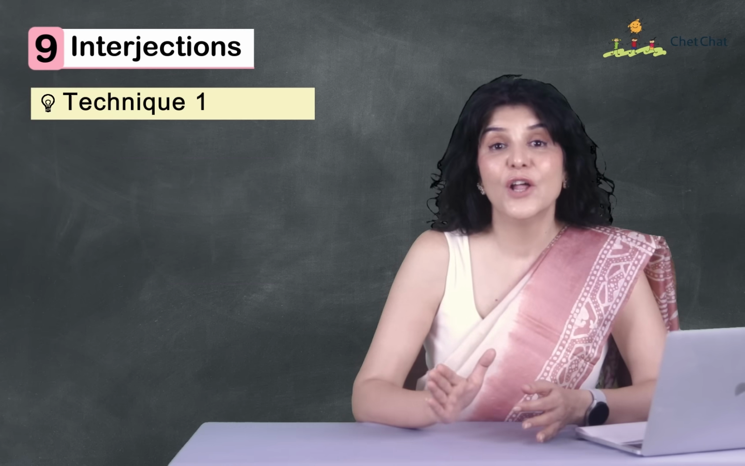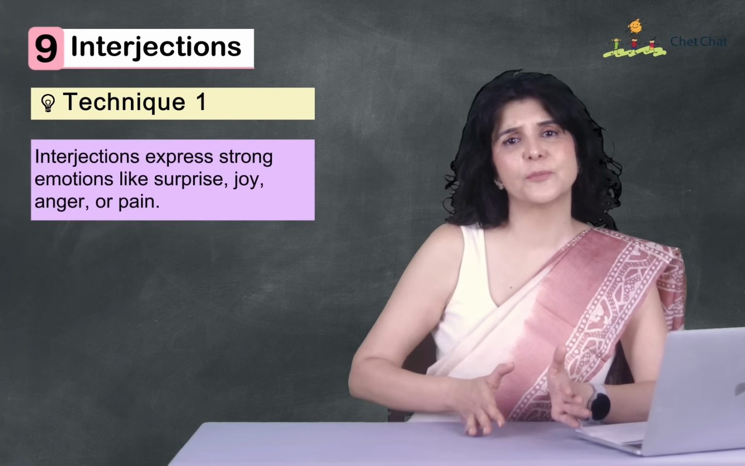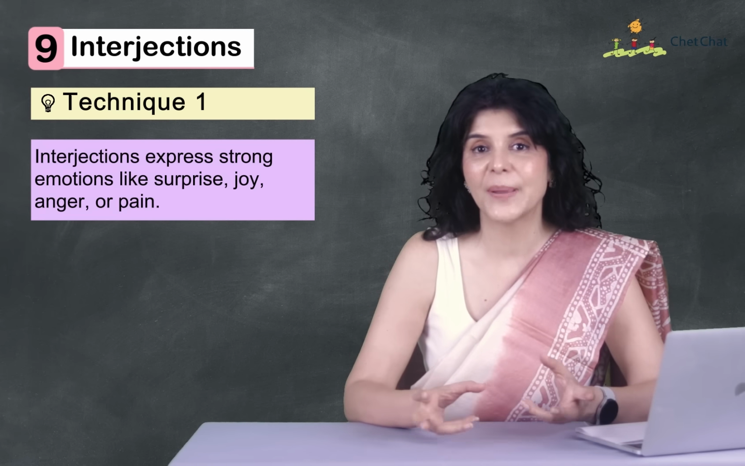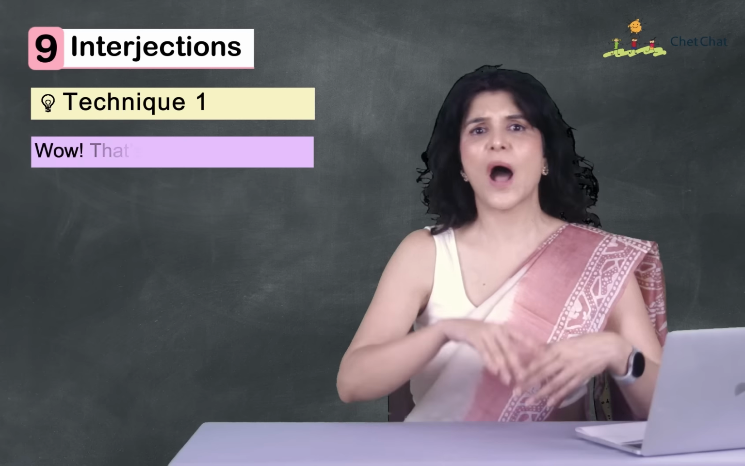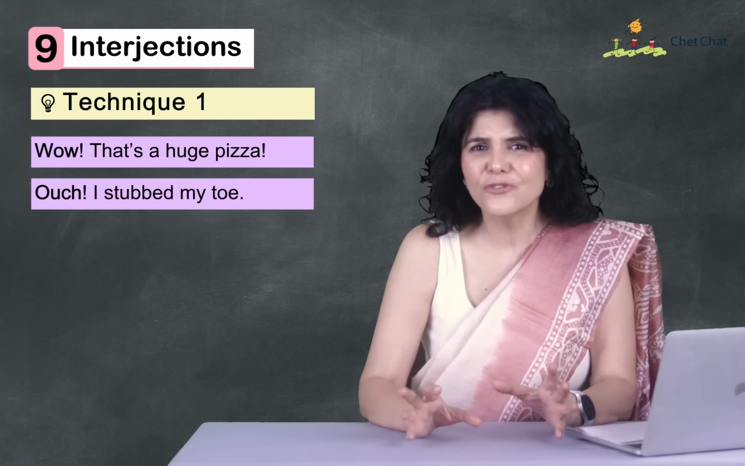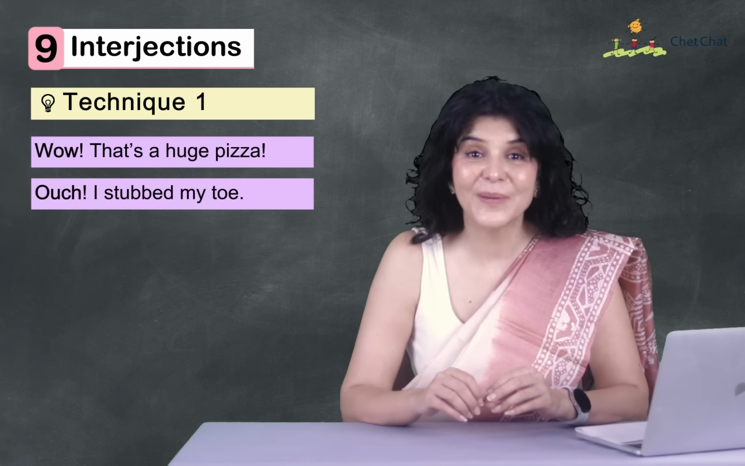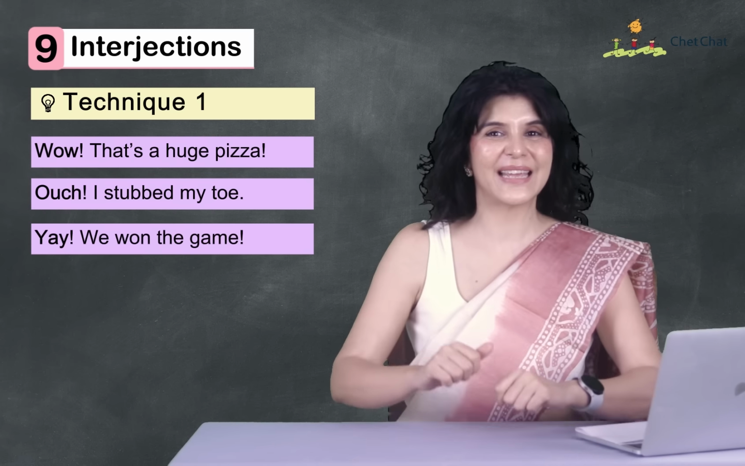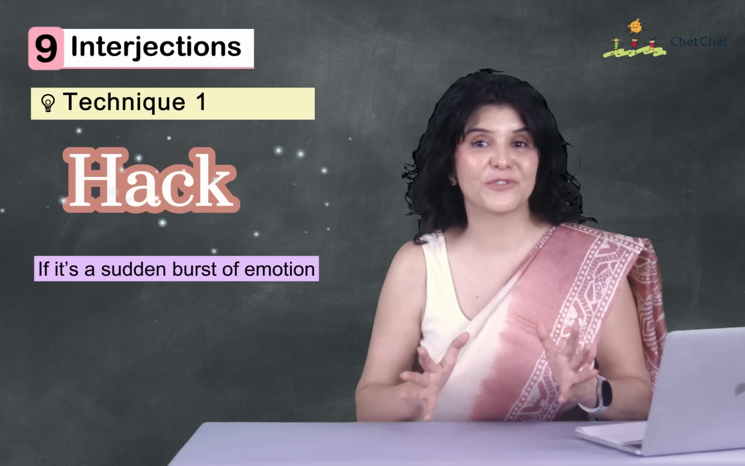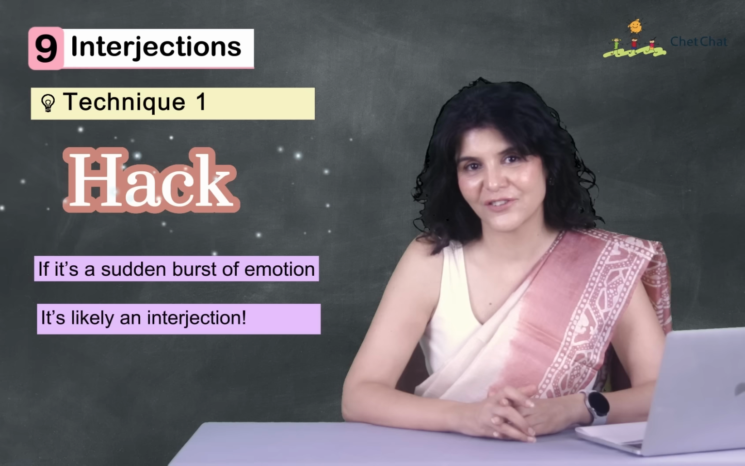First technique, look for an emotion or reaction. Interjections express a strong emotion like surprise, joy, anger or pain. Example, wow, that's a huge pizza. Surprise. Ouch, I stubbed my toe. Pain. Yay, we won the game. Joy. So if there's a sudden outburst of emotion, it's likely to be an interjection.